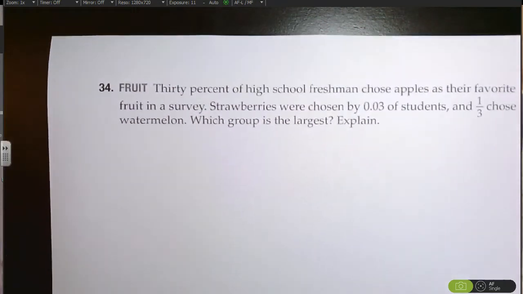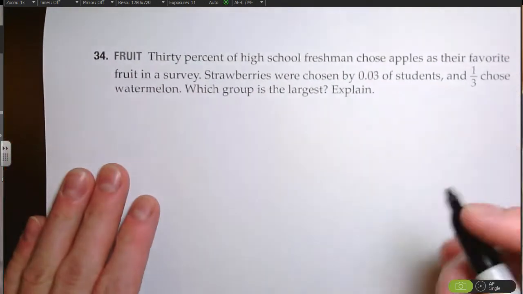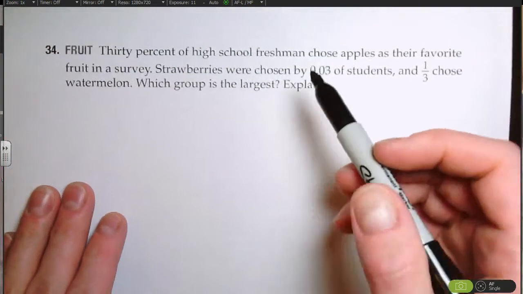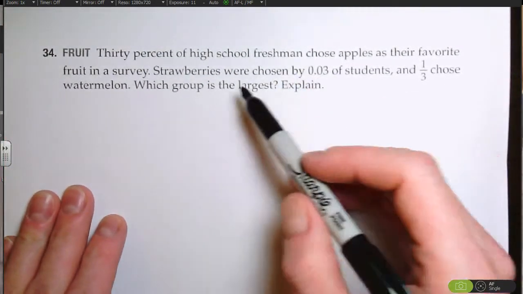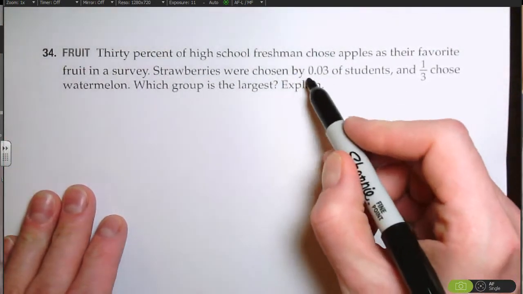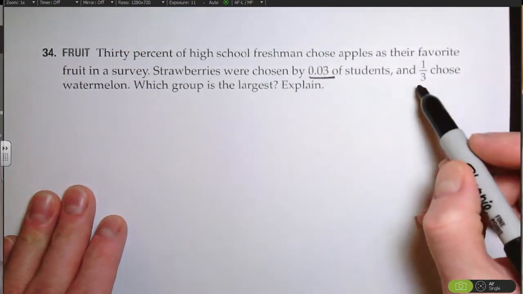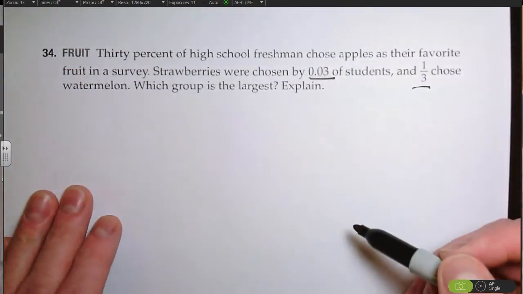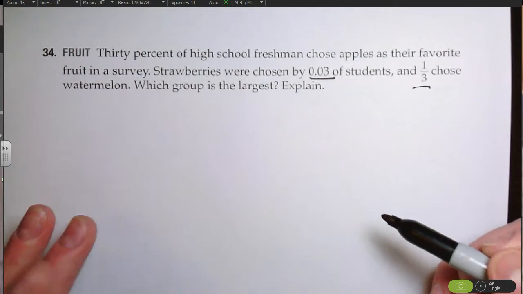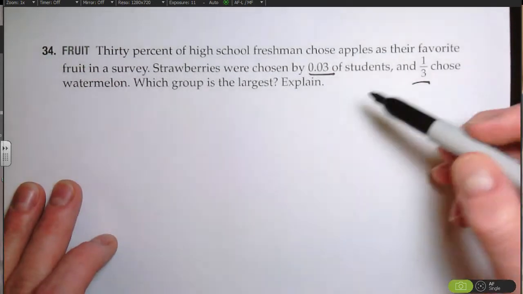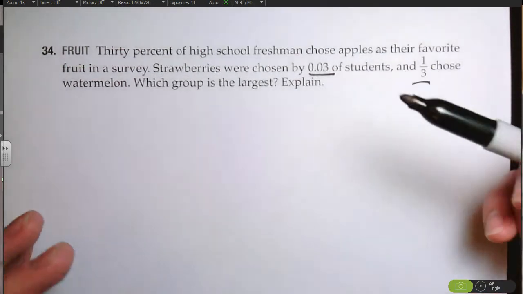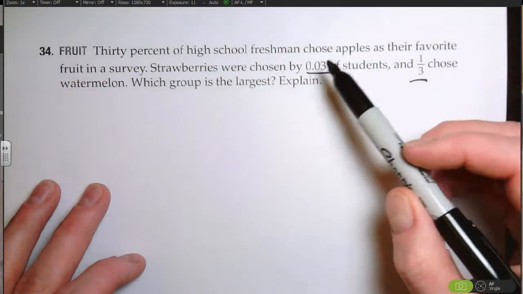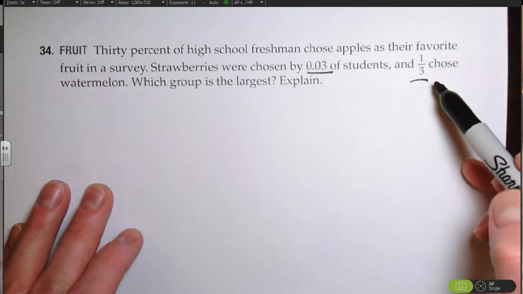Next one, 34. 30% of high school freshmen chose apples as their favorite fruit in a survey. Strawberries were chosen by 0.03 of students, and 1/3 chose watermelon. Which group is the largest? Explain. Well, you could kind of cheat in this one. You don't have to use percents. You just got to know which one's a bigger number, 0.03 or 1/3.